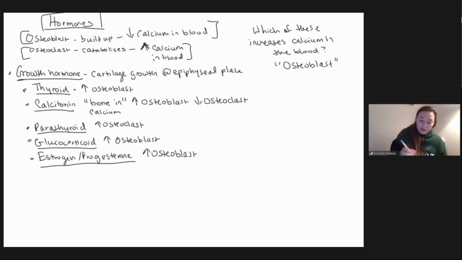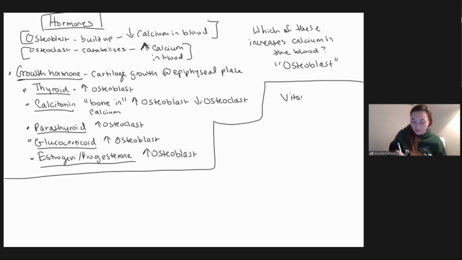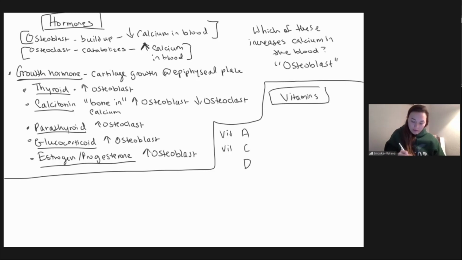All right, so when it comes to vitamins, should be pretty quick. We just have A, C, and D. So this is vitamin A, vitamin C, vitamin D. Vitamin A activates osteoblasts. Vitamin C promotes collagen production.